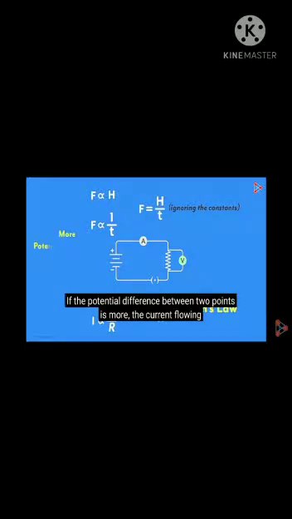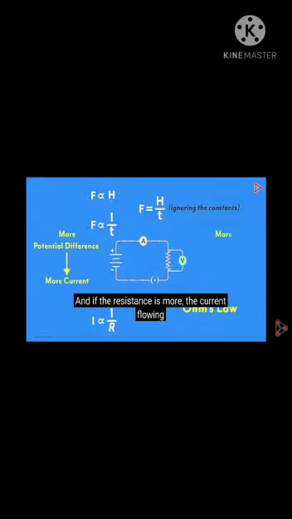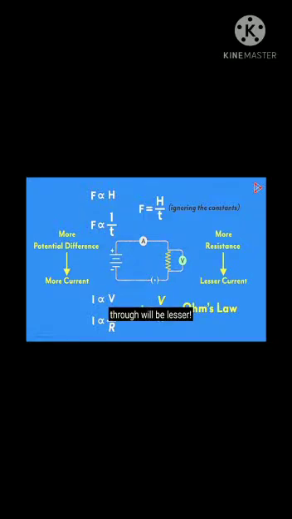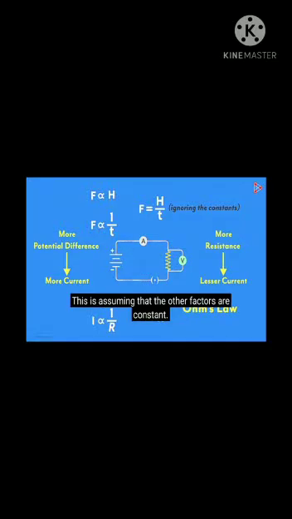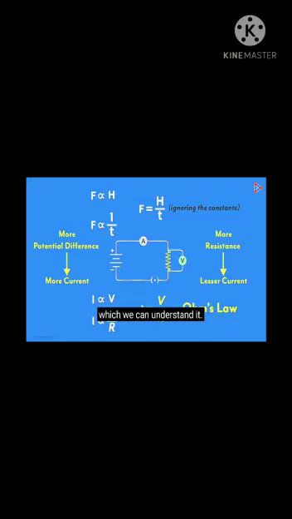If the potential difference between two points is more, the current flowing through it will be more. And if the resistance is more, the current flowing through will be lesser. This is assuming that the other factors are constant. This is the basic concept of Ohm's law, and there are many different ways in which we can understand it.